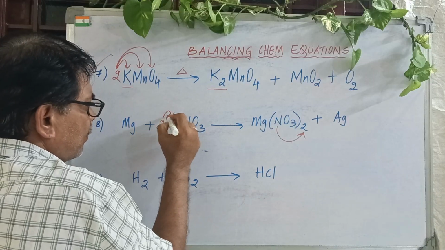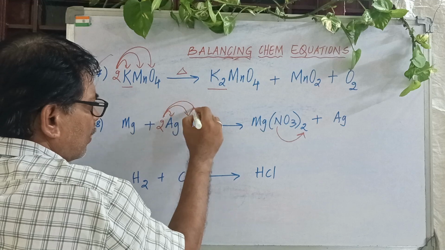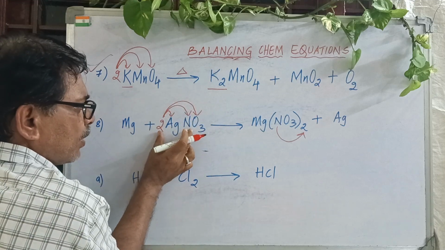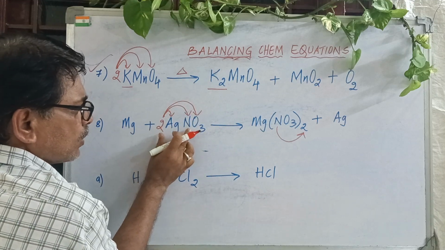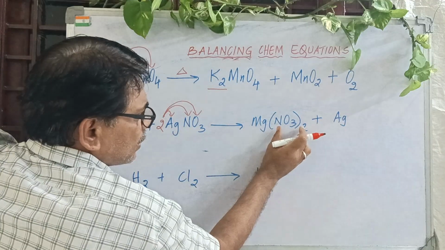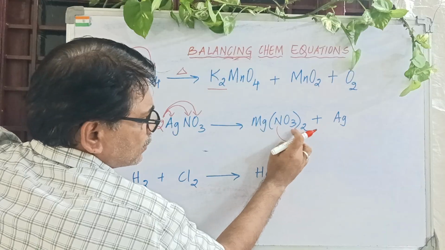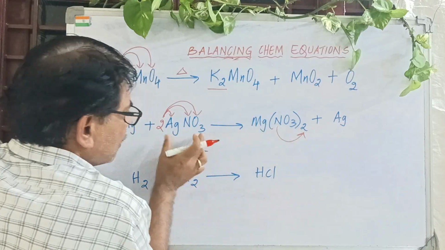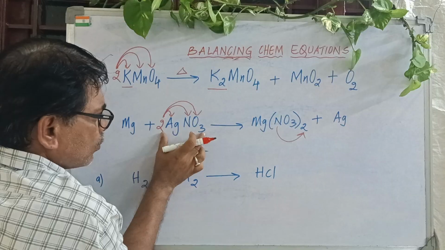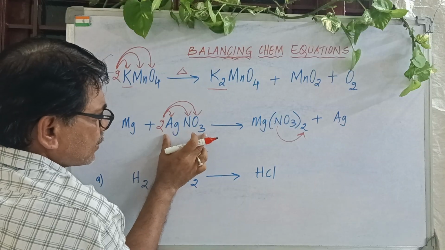And this will be applicable for all. So now N's have become how many? N's are 2, N's are 2. Here also N's are 2. See my finger, N's are 2. O's are 6 here. 2 3s are 6.